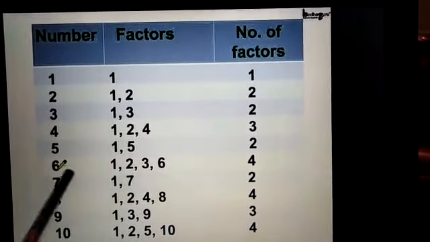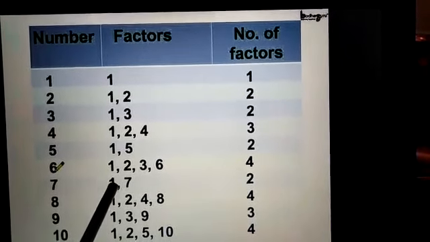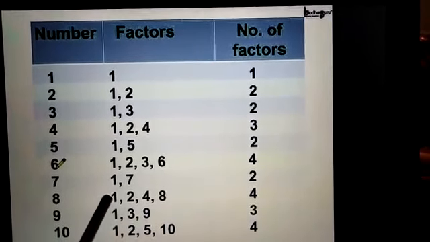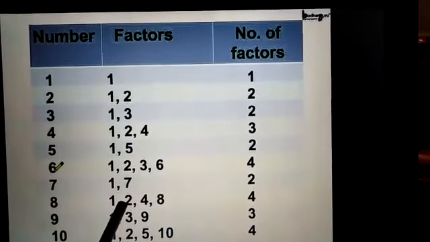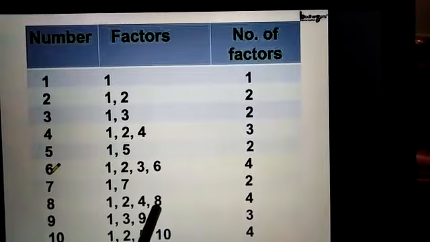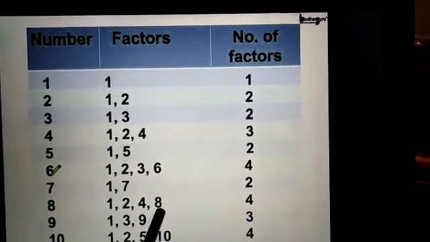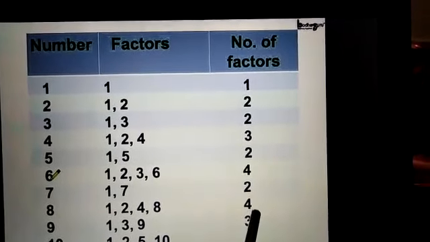7 is divisible by 1 and 7. So the number of factors is 2. Then 8 is divisible by 1. Then 2 4s are 8, then 4 2s are 8, and 8 1s are 8. So 1, 2, 3, 4. So how many factors? 4. The number of factors is equal to 4.